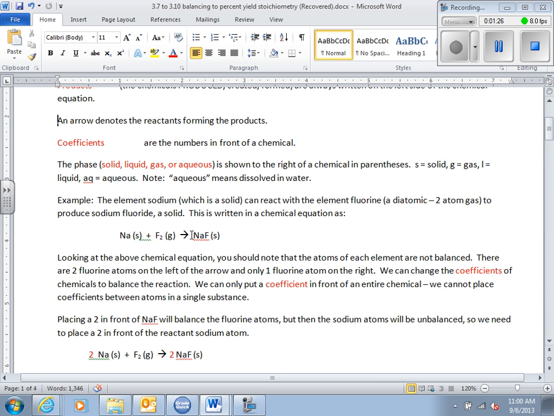So I have to stick a 2 in front of the Na in order to have two F's on each side. And then I need to put a 2 in front of this Na in order to balance the sodiums that are right here. So this is our overall balanced equation. This is what it'll look like.